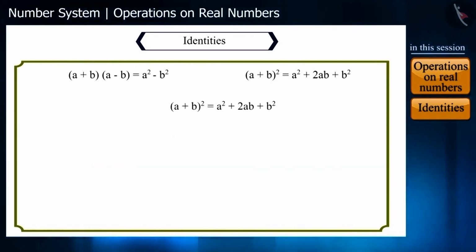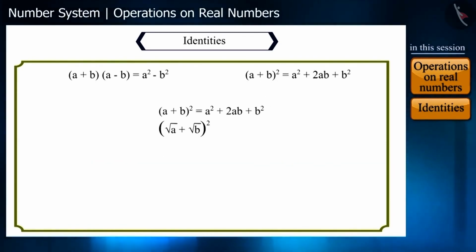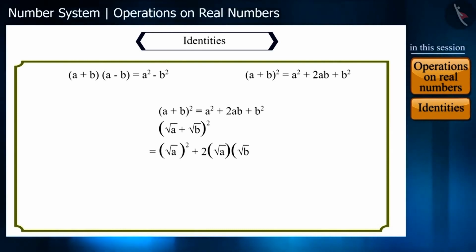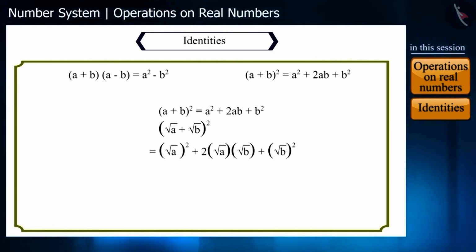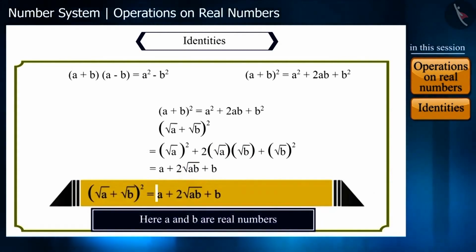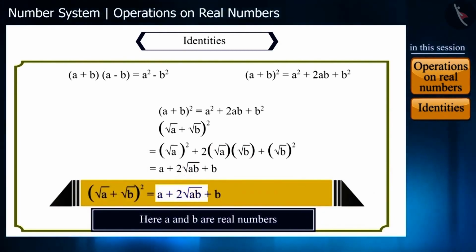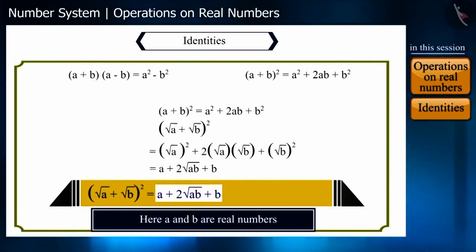Now, if we do the same process with the second identity, we will get root a square plus 2 root a root b plus root b square. And here, root a multiplied by root b will become root ab. And now, we will finally get a plus 2 root ab plus b.